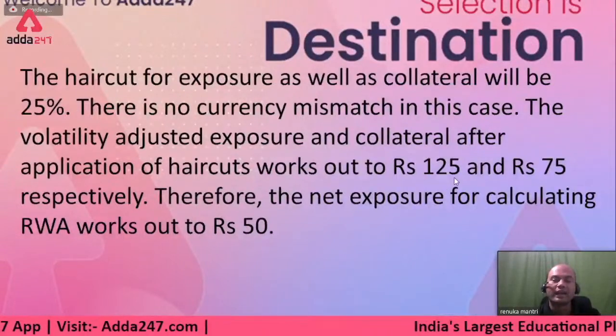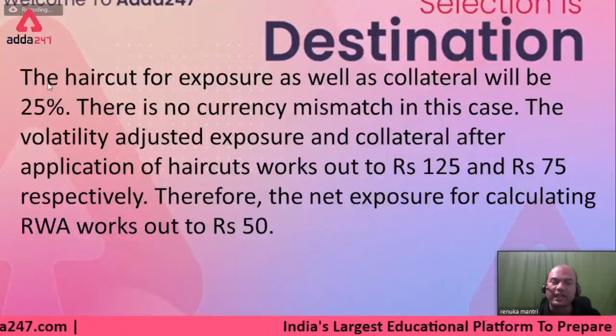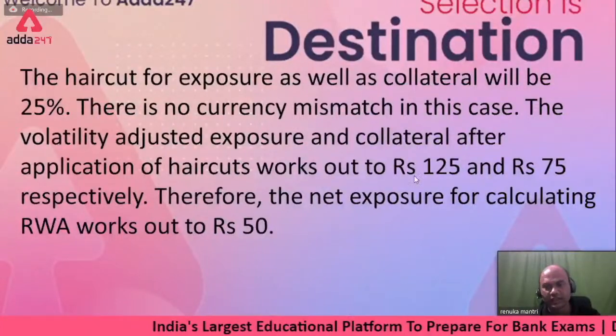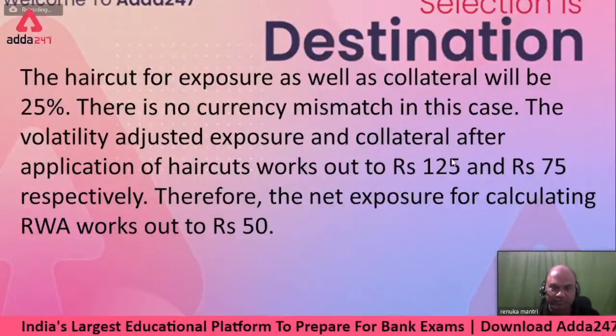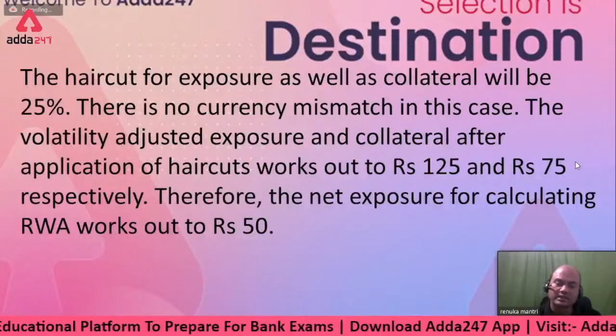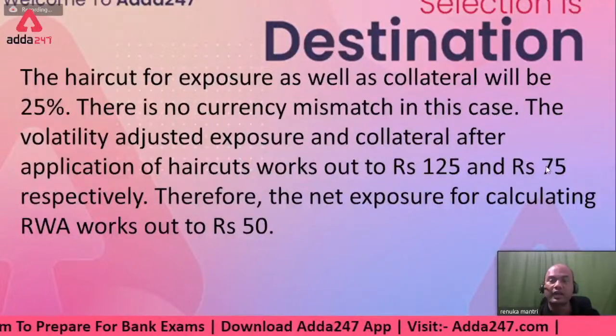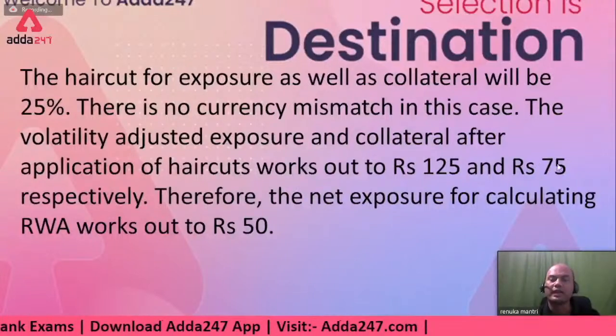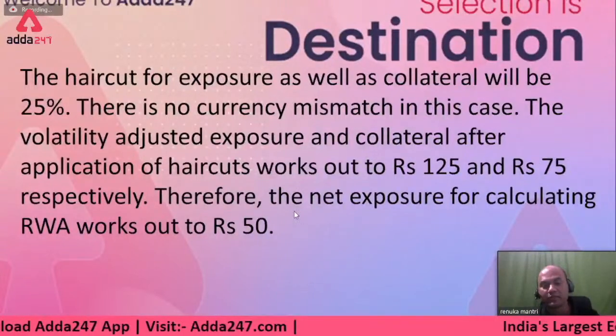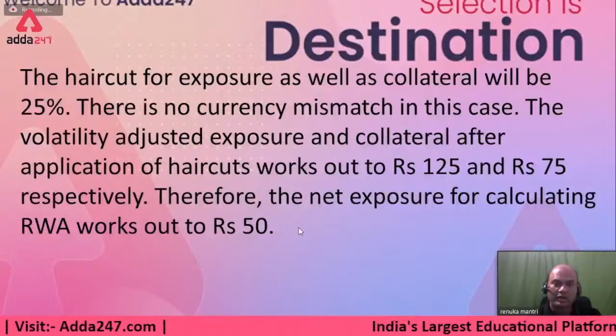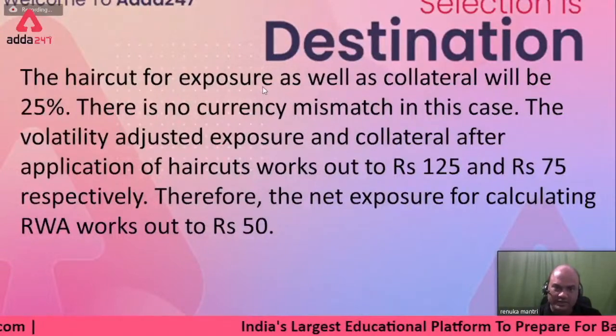How? 100 into 25% added for this loan exposure. So 125. And this collateral decreases. So 75. So what is the VAR now? 125 minus 75. That is what? 50. It's so simple. You will get such problems in exams.